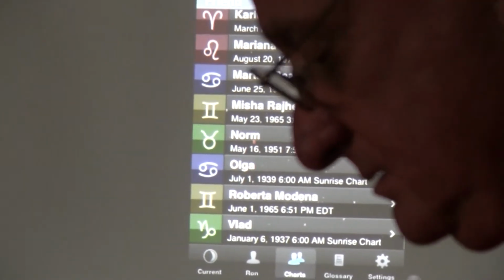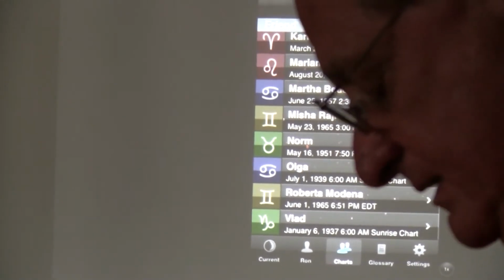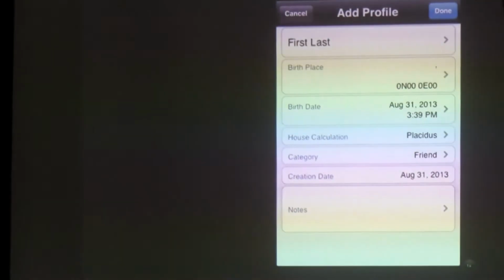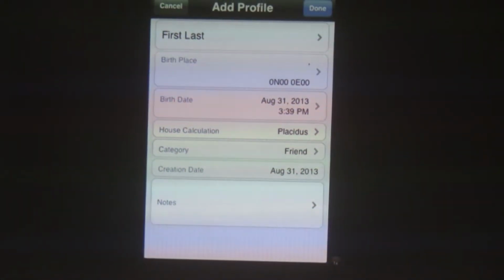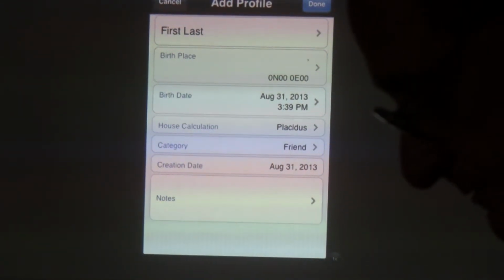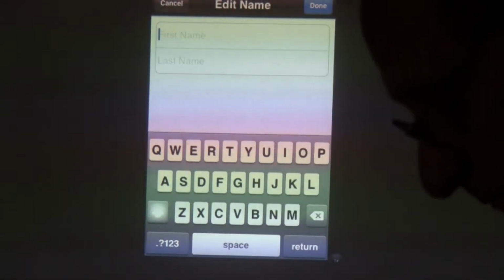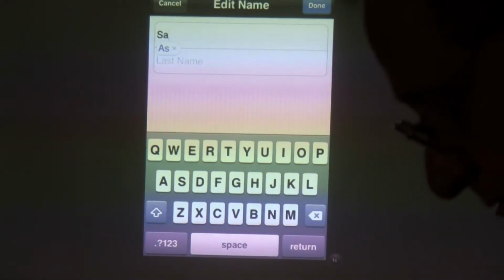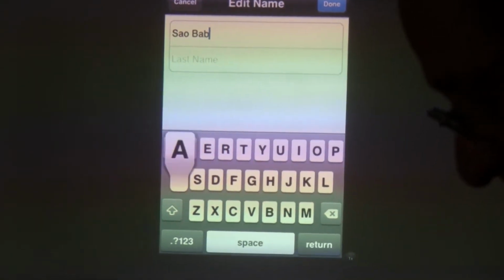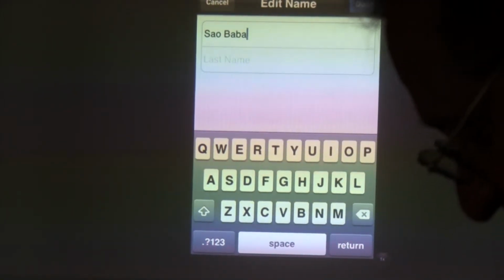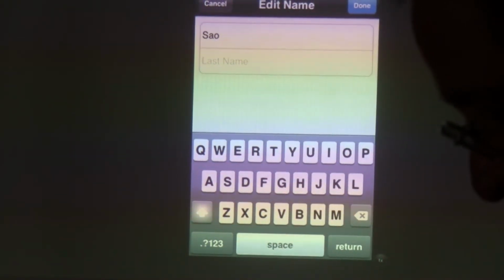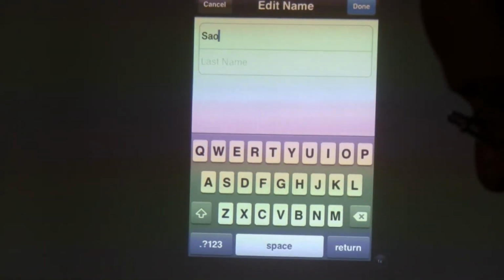But let's just start from the beginning. We're going to add a chart. So look how quick this is. Let's take Sai Baba's information here and just do a chart real quick. And let me show you. Okay, actually it's supposed to go to the next line. Last name, Baba. You misspelled his name. Oh, you're right. Okay. Thank you.